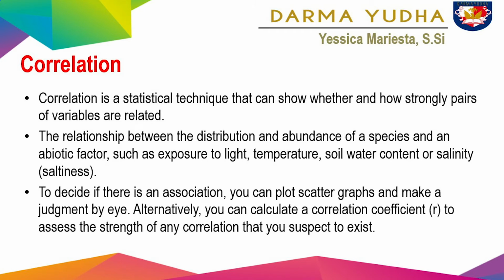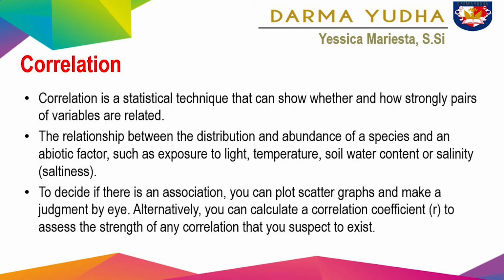Correlations. Correlation is a statistical technique that can show whether and how strongly pairs of variables are related. While doing random sampling or carrying out a belt transect, you may observe that two plant species always seem to occur together. Is there, in fact, an association between them?